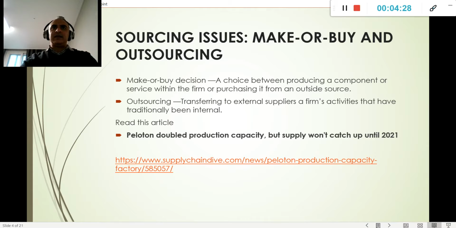In this case, for example, during this COVID, this Peloton company has increased their numbers dramatically, and then they had to take very different actions in order to catch up with the supply. You can check this article, and it's very interesting.